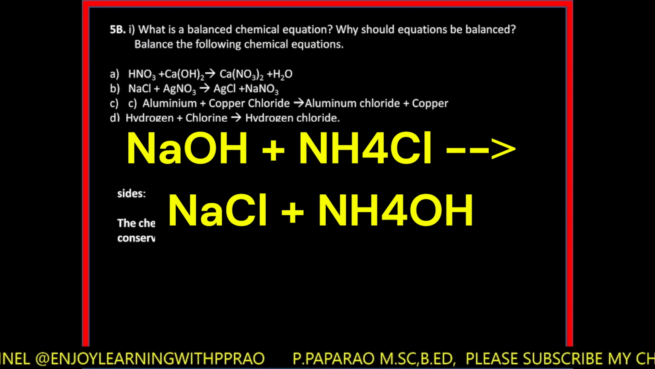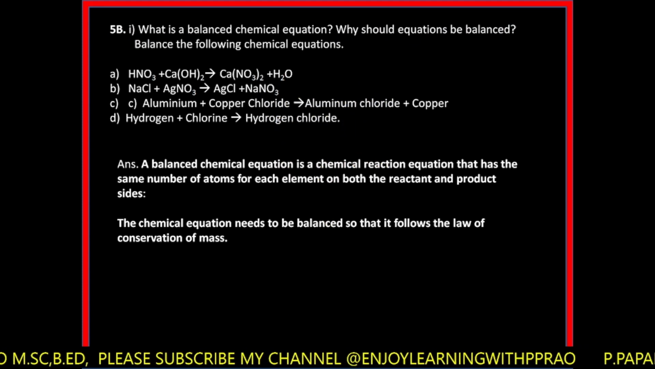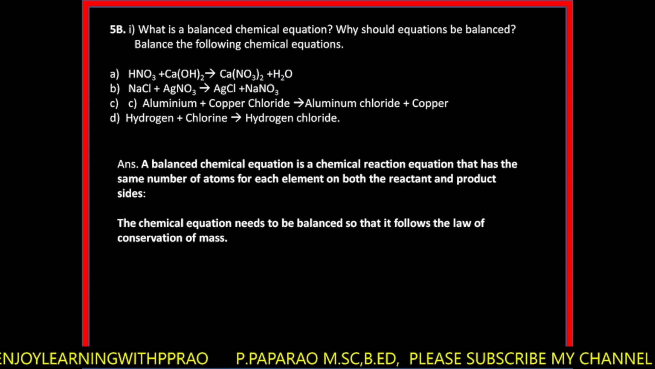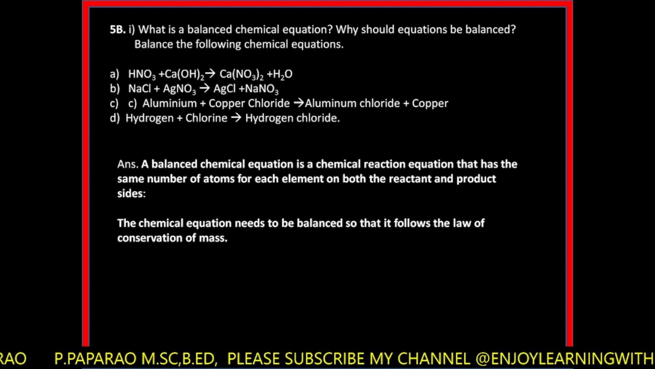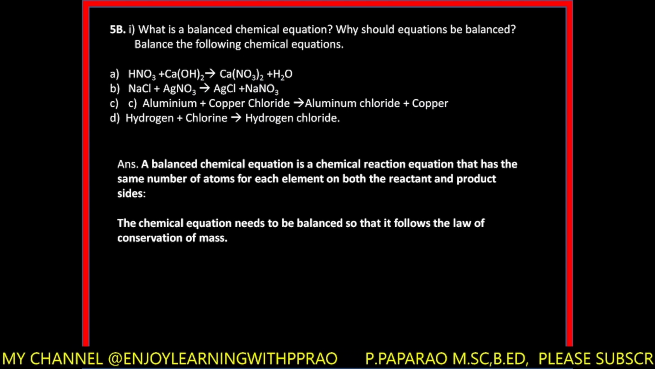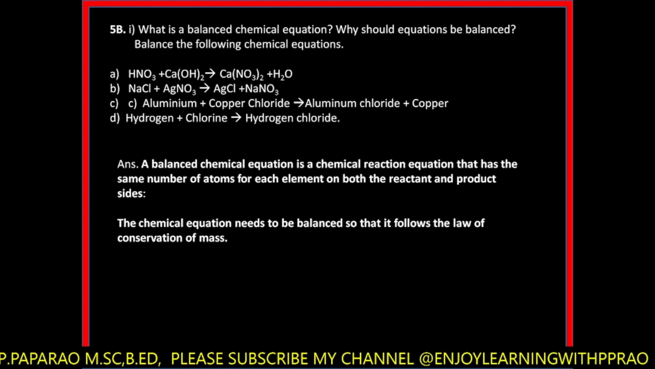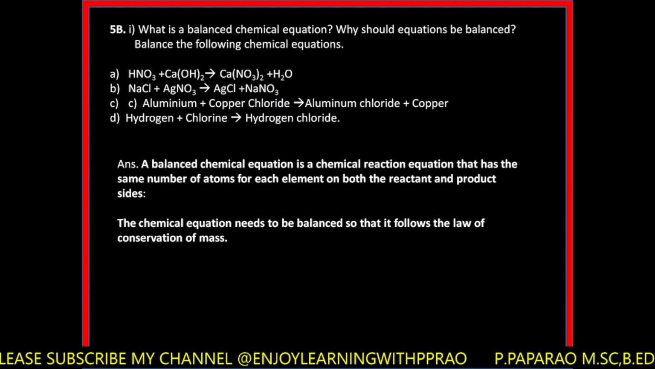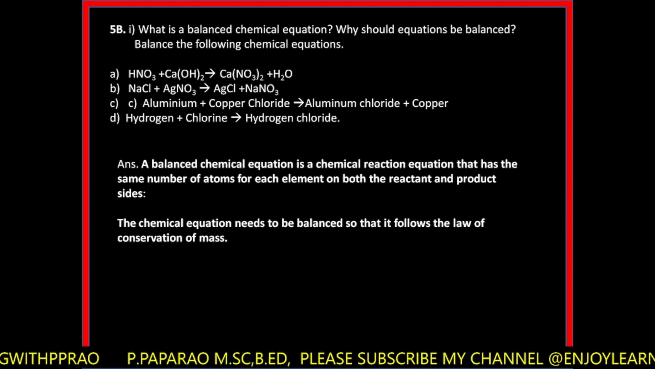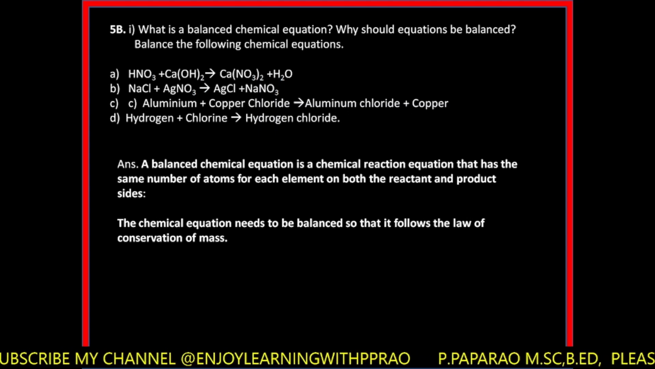Next question is, what is a balanced chemical equation? Why should equations be balanced? The answer is, a balanced chemical equation is a chemical reaction equation that has the same number of atoms for each element on both reactant and product sides. The chemical equation needs to be balanced so that it follows the law of conservation of mass.